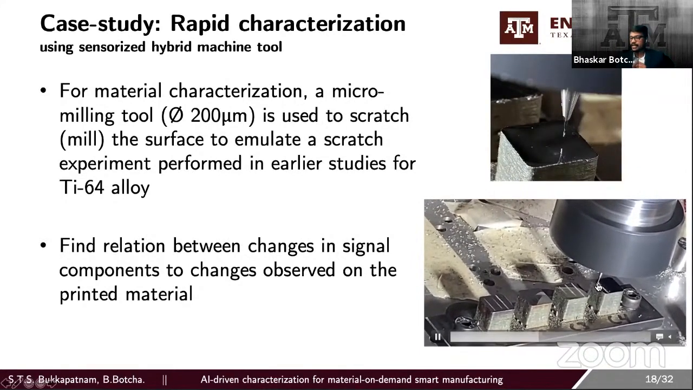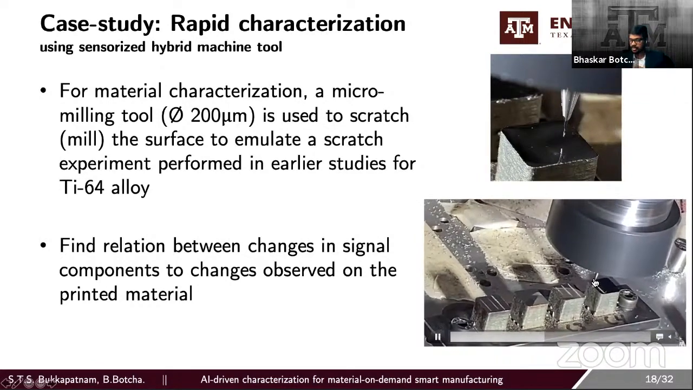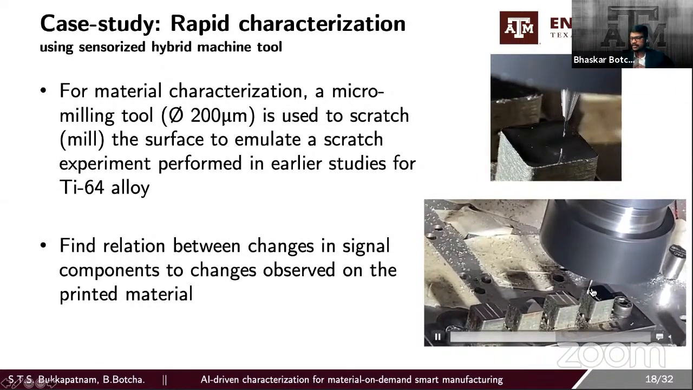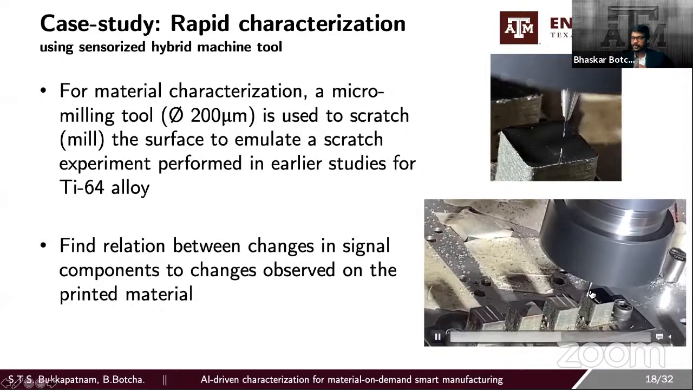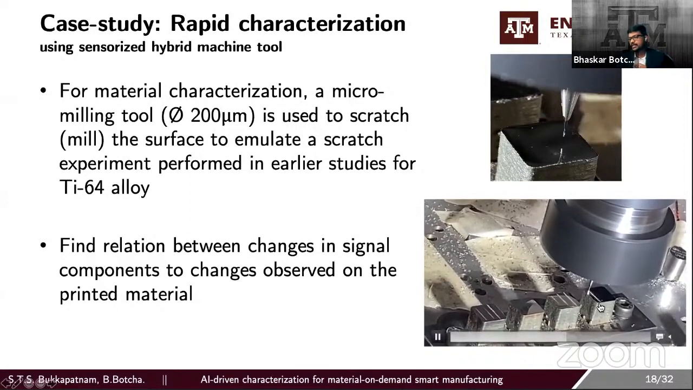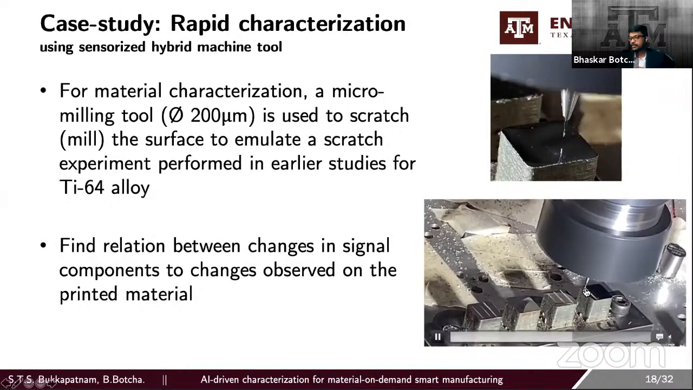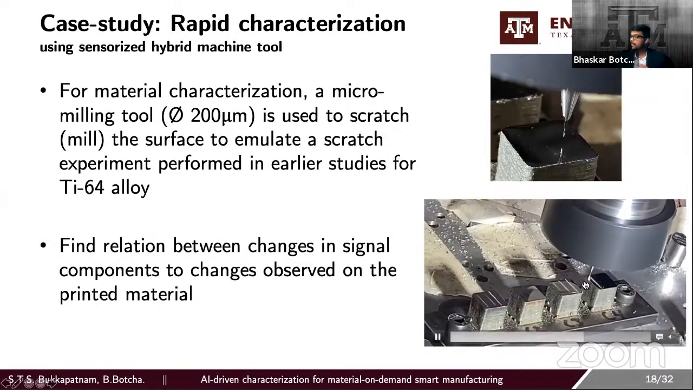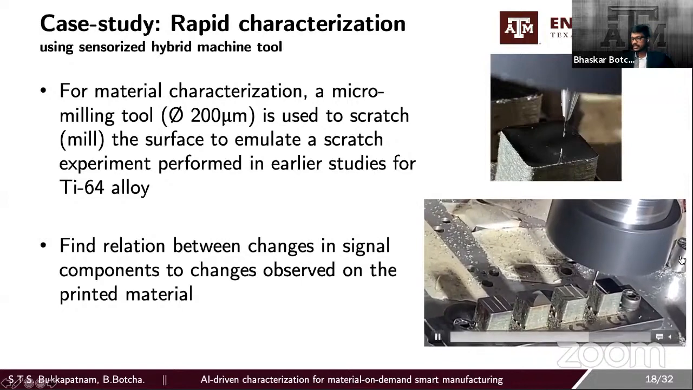So what we are doing here is we have a dynamic tool. This particular tool here is a micromilling tool. The diameter of the tool is around 200 micrometers. We perform a similar scratch experiment, but right now the milling tool is rotating. And we collect the data from this particular milling experiment with all these different sensors.